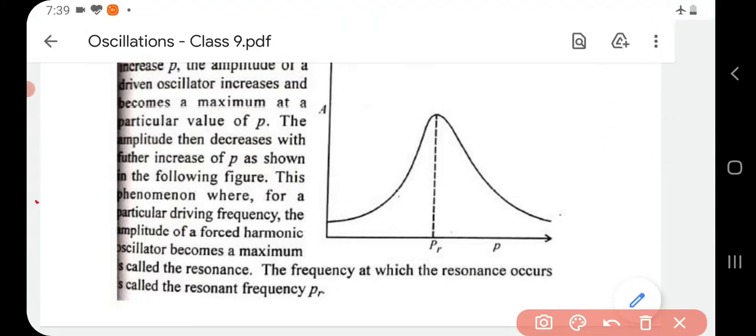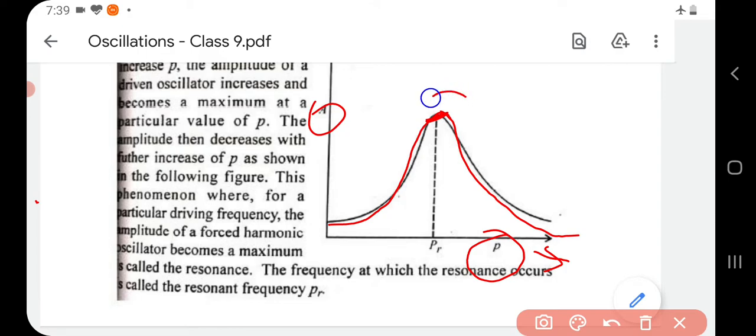See the graph here. As we increase the value of P, that is the driving frequency or the frequency of the external applied force, what happens? The amplitude of oscillation increases, reaches a maximum value, and if we continue to increase the value of P, what happens to the amplitude? It will start decreasing. But at a particular value of driving frequency, the amplitude of oscillation becomes maximum, this point. That value of driving frequency at which amplitude of oscillation becomes maximum is called resonant frequency, and the phenomenon is called resonance.